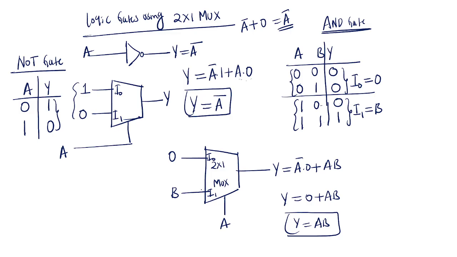A bar and 0 plus AB. So A bar and 0 is 0 only. Y equal to AB plus 0, which means AB. You are getting AB. Okay. Next.